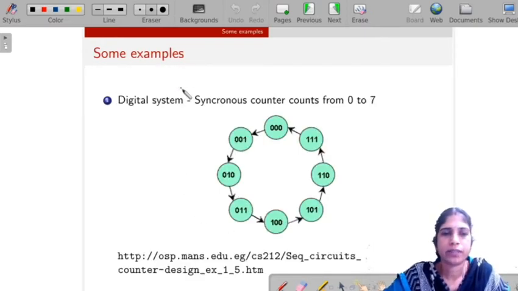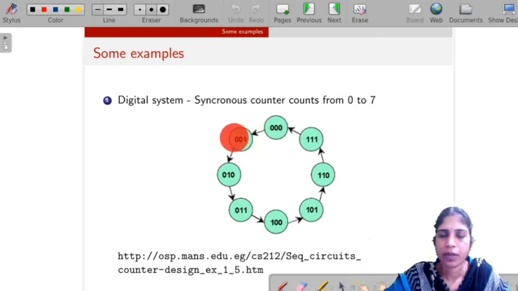Consider a digital system. You all studied digital systems in the previous semester, that is a synchronous counter that counts from 0 to 7. So the counter starts counting from 0, 0, 0, then it goes to 0, 0, 1, then 0, 1, 0, 0, 1, 1 up to 1, 1, 1. So we can consider these 0, 0, 0, 0, 0, 1 as states. There is a transition from one state to another state when we apply some clock signal. So this is a synchronous counter.